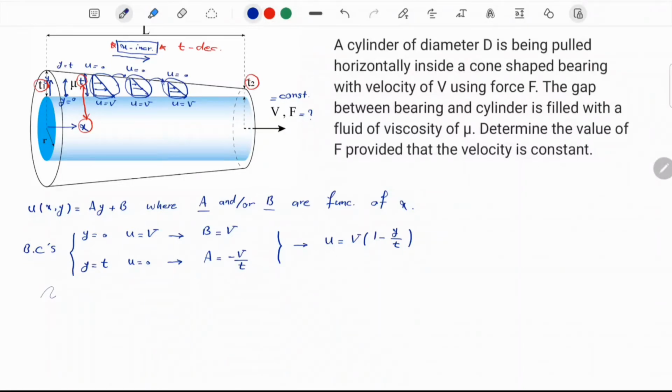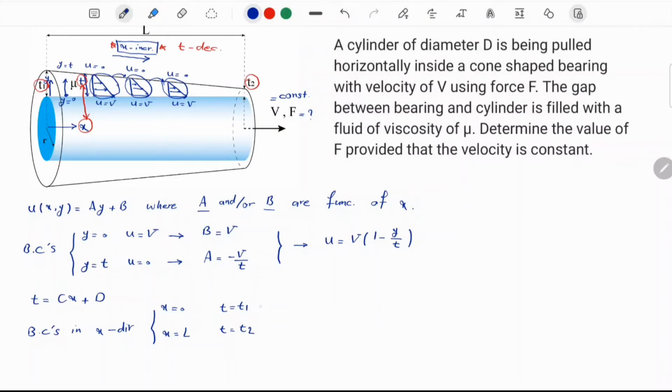So we can write t equals some constant c multiplied by x plus d. This is the linear relation between t and x. And also we need two boundary conditions to obtain c and d. What are those boundary conditions? Boundary conditions in the x direction. The first one is when x equals 0, t equals t1. And when x equals capital L, t equals t2.